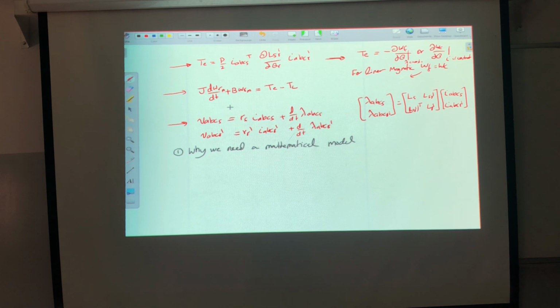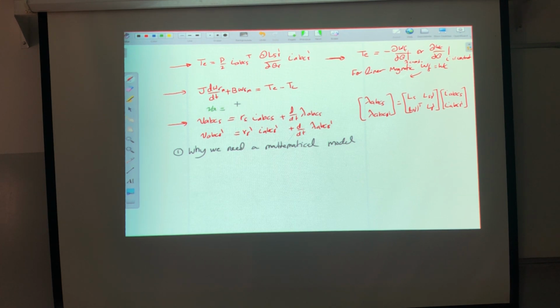Who can give me the voltage equation of this machine? Noor? Where is Noor? She's not here, right? Maram? Can you give me the voltage equation of the DC machine separately excited?